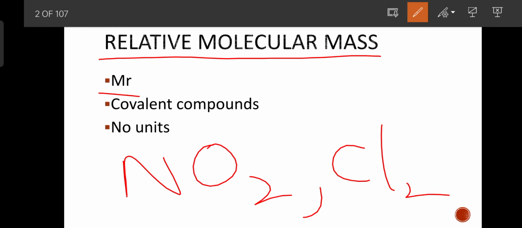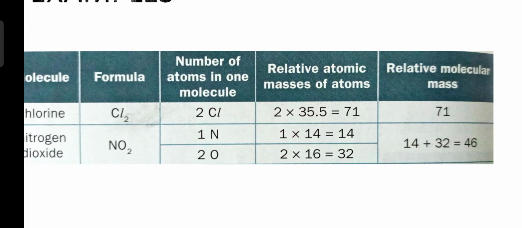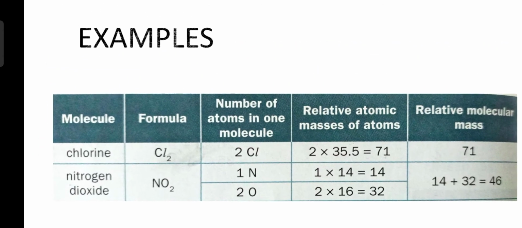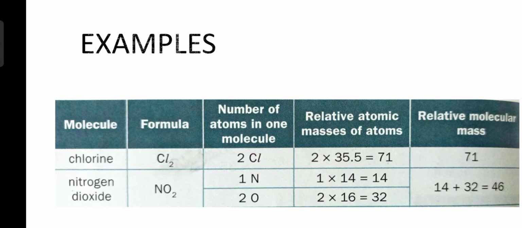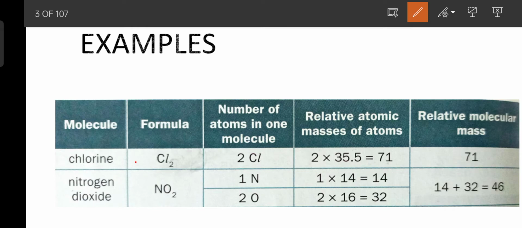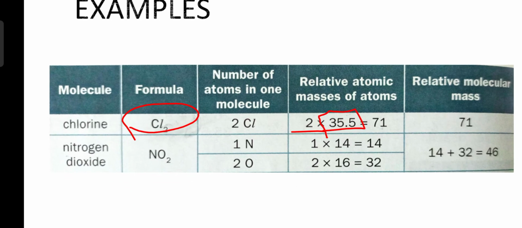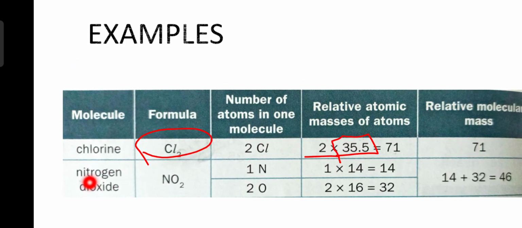Some examples of how we can find the relative molecular mass. You can take the example of chlorine. You know that a molecule of chlorine is made up of two atoms of chlorine. When two atoms of chlorine combine, one molecule of chlorine is formed. This is a molecule of chlorine, and it is a diatomic molecule because it has two atoms. So to find the molecular mass of chlorine, you will use the atomic mass of the chlorine atom and multiply it by 2, because you are using two atoms of chlorine, right? You will get the answer.